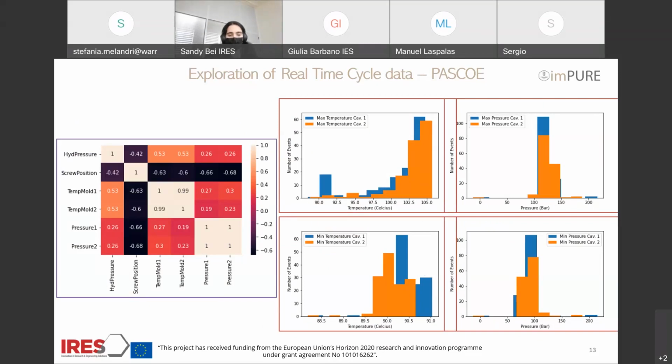And on the right, you can see the distributions for each feature. As you can see, they are very similar between the two cavities, temperature and pressure, and mean temperature and mean pressure. The only distinctive difference is for the minimum temperature. There is a bit of an offset for cavity 1 to the right, but apart from that, they seem very similar.